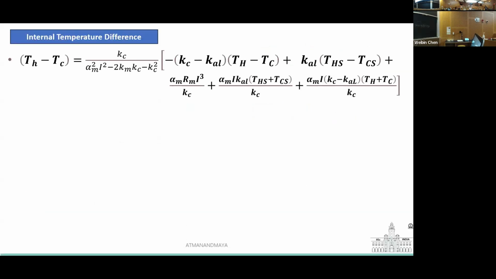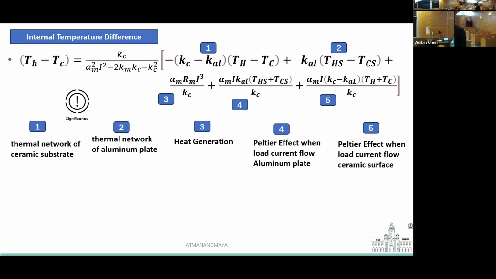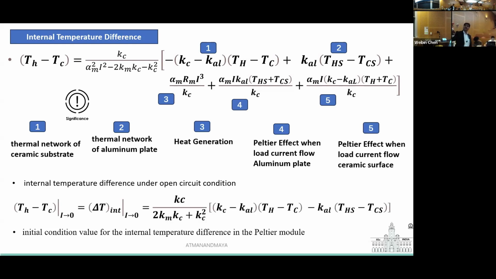Therefore, this was the final expression which I am getting for the internal temperature difference. But what does this expression explain? The physical significance we draw from this is: first, the thermal network of the ceramic surface; second, the aluminum network; third, the heat generation due to the Joule heating effect; fourth, the Peltier effect, considering the aluminum plate; and fifth, the load current to the ceramic surface. If you want an open circuit condition, if I put I equals 0, I can get this, and this will give me the initial conditions.